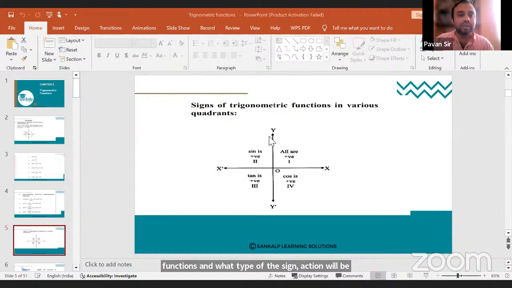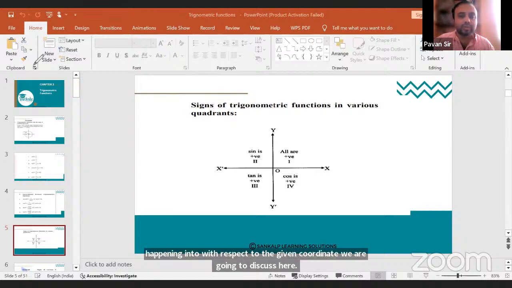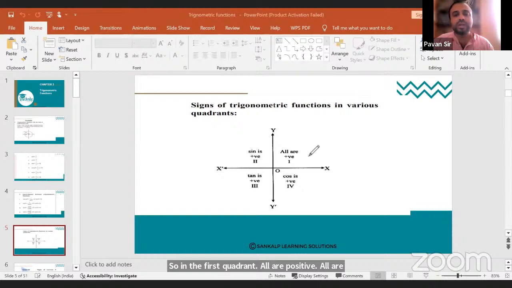So in the first quadrant, all are positive. All are positive in the sense that sin theta, cos theta, tan theta are all positive here. In the second quadrant, only sine is positive. And in the third quadrant, only tan is positive; except for this, all the other things are negative.